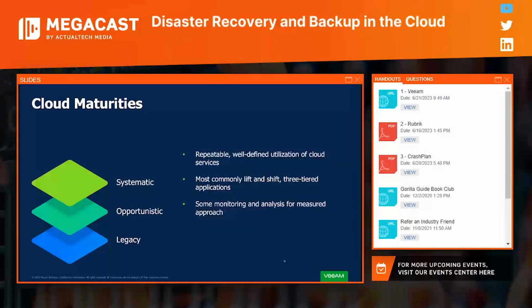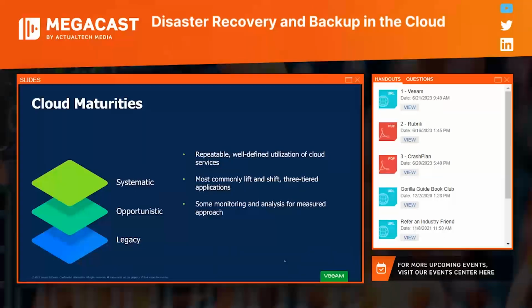Next up, we've got the systematic folks, and this is where I'm seeing the majority of Veeam customers right now. They've got this repeatable, well-defined utilization of cloud services, right? They are starting to lift and shift their three-tiered monolithic applications from on-premises and run them in a very similar method on public cloud resources. And then they're implementing some forms of monitoring and analytics for a measured approach, trying to stay on top of costs, detecting ransomware and malware, that kind of thing.